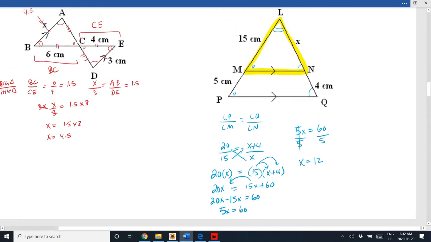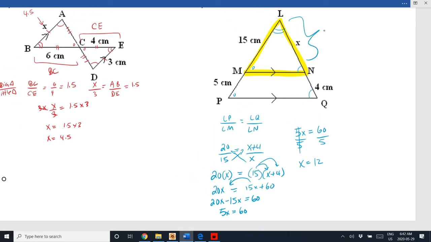So we know the distance from here to here is actually just 12 centimeters.